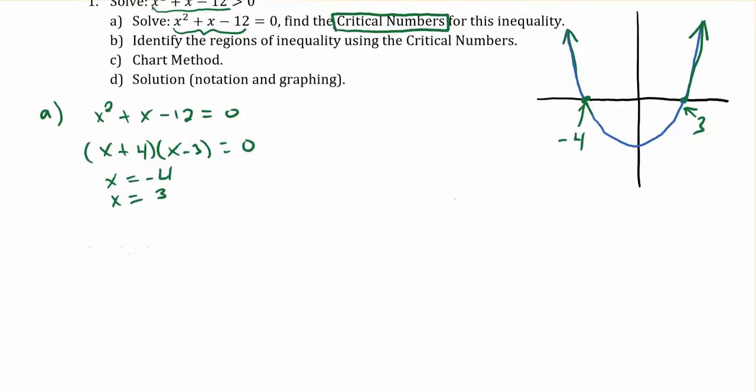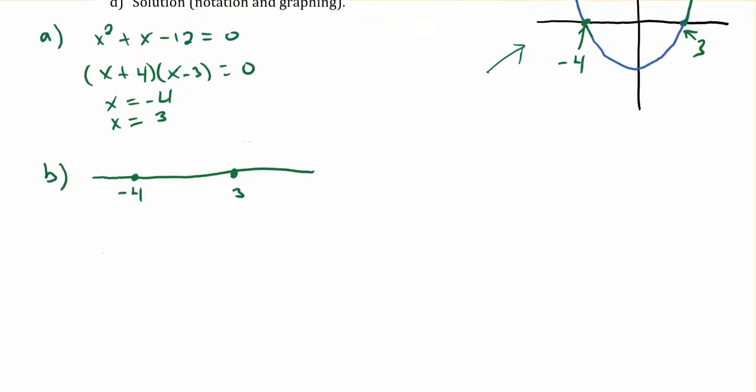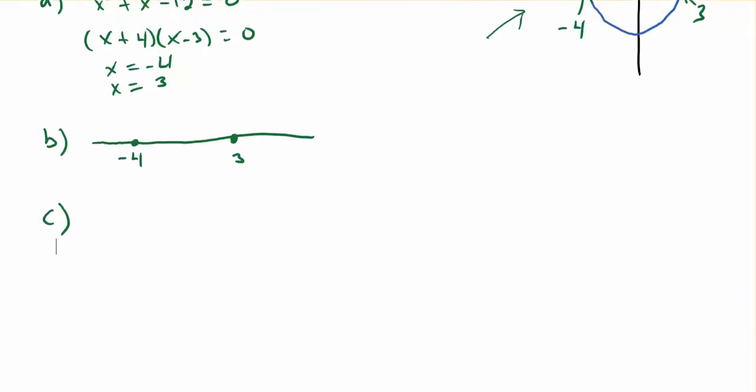Okay, so for part B, we've pretty much done it. Part B is just saying identify the regions of inequality. So if we had a line, well, a straighter line than that probably, it's going to be negative 4 and positive 3. So those are our critical numbers. So we pretty much drew that up here though. So 3 says use the chart method. So what we're going to do is we're going to make a chart. I'll just pause it and do that here in a second.